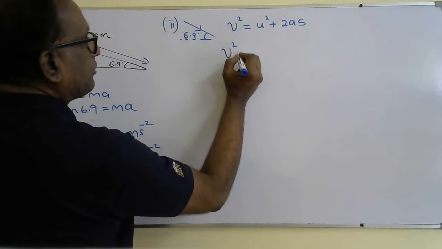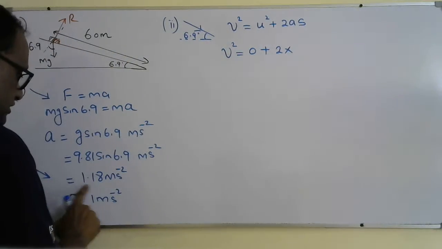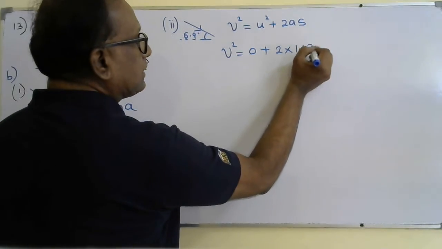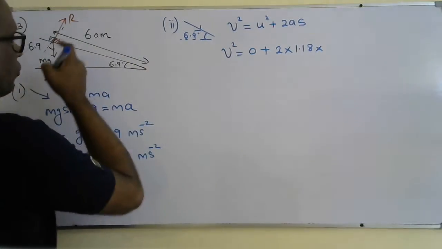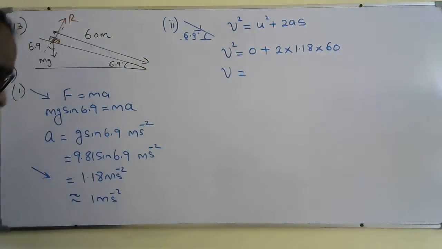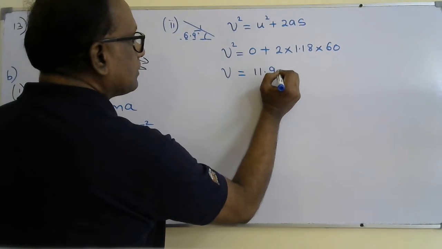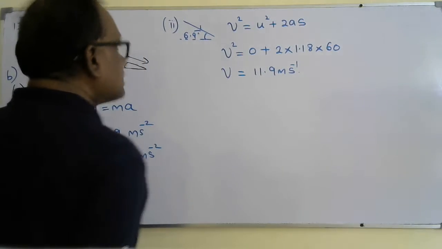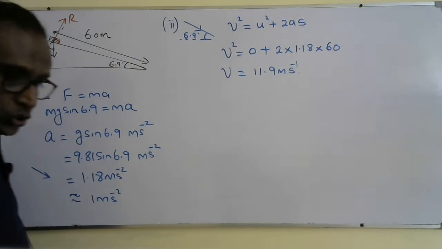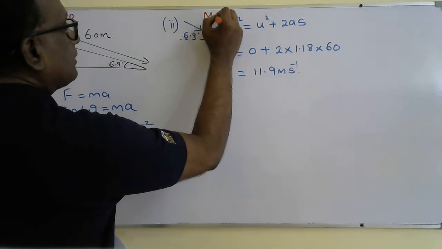So v squared I need to find. It was starting from rest, so v squared equals 2 into the acceleration along the slope, 1.18, into the distance it moved, 60. Solve it and find v. You will get 11.9 meters per second. This is method 1. In method 2, I can find it by using energy equations.